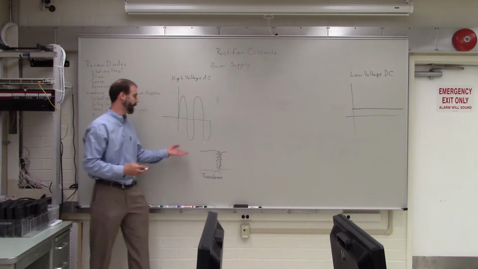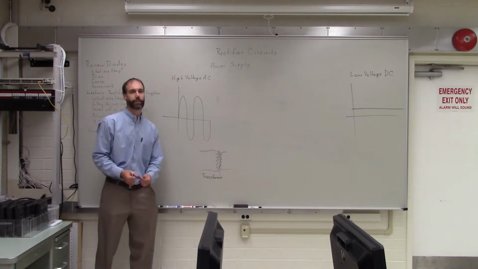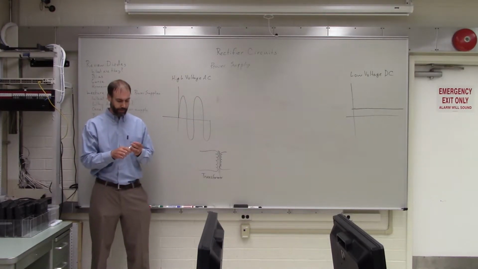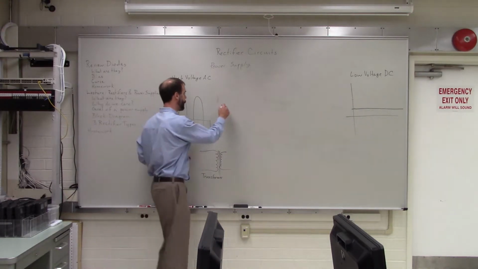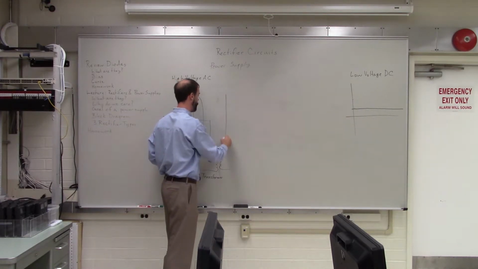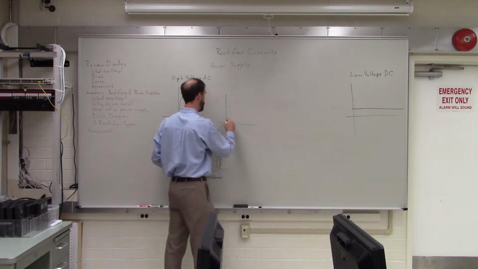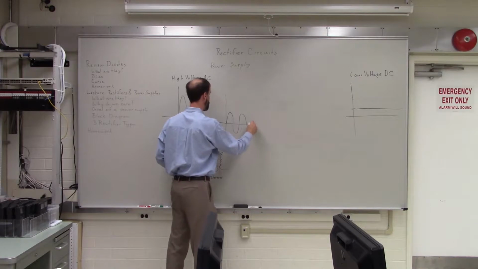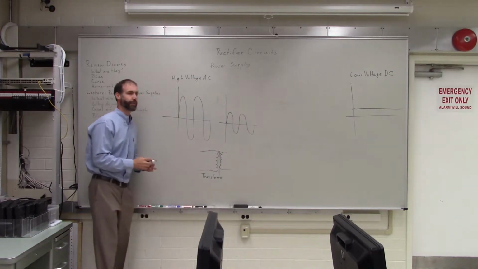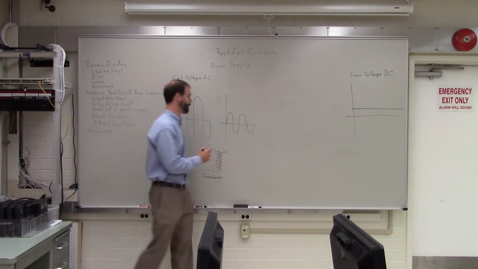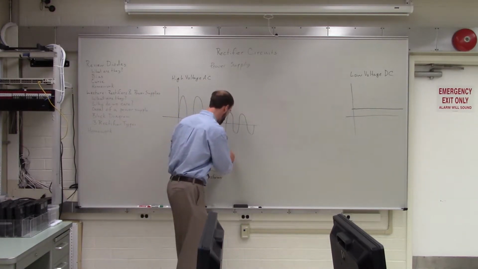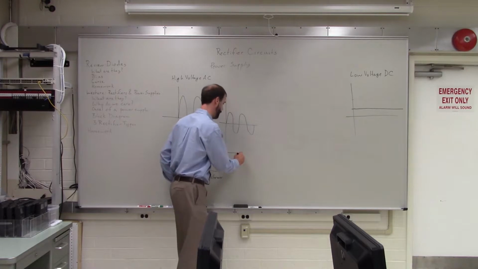So a transformer is a device that takes an AC signal and either increases or decreases the voltage. In this case, it's used to decrease the voltage. So after the transformer, the signal looks something like this. It's the same frequency, but lower amplitude. Okay, so the transformer decreases the amplitude. Still AC. It's still AC, exactly.